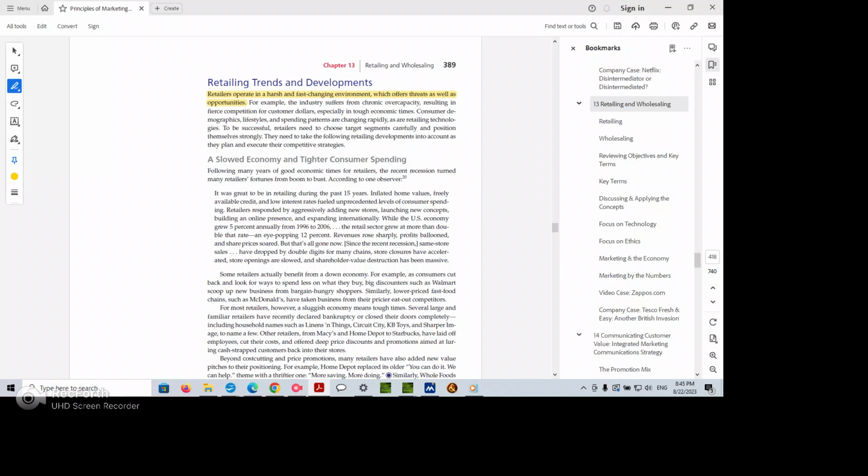when we see a problem, a drawback, we see an opportunity in business, such as chronic overcapacity, resulting in fierce competition for customer dollars, especially in tough economic times. So what companies do when they have these types of overcapacity, chronic means repeated overcapacity. What do they do? Give you one example of one industry, airline industry.